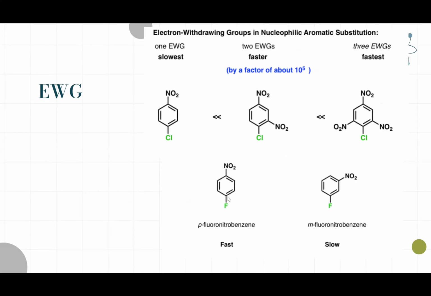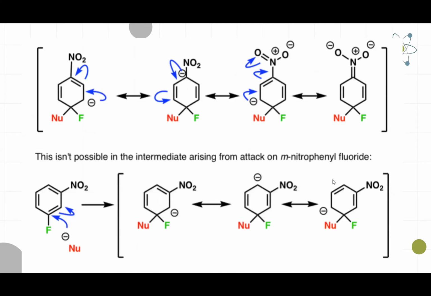And if you were to have it in different positions, having it in a para or ortho position is much better than having it in the meta position. Why? Well, if I were to attack with a nucleophile, and we now have a negative charge here because the bond moved, and let's say this negative charge keeps moving up, you see how this now has a negative charge on oxygen, and this is very stable because of the resonance.